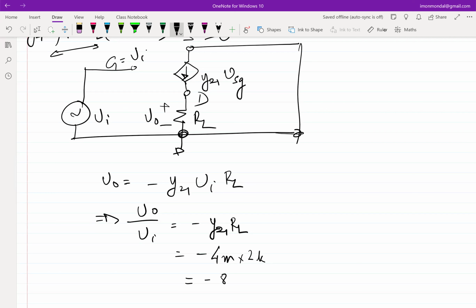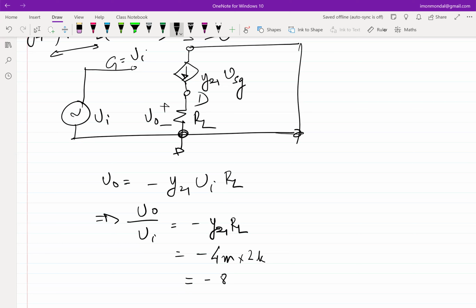So what does it mean when I say minus 8? Plus 8, I understand, right? V naught over VI is plus 8. It means it's amplified by a factor of 8. Pretty simple. What is meant by minus 8? What does a minus symbol signify? Right. Yeah. So that's great. So it means that magnitude-wise it's still amplified, but when the input increases, the output decreases. That's all it means, right? It's an inverted sinusoid at the output, right?